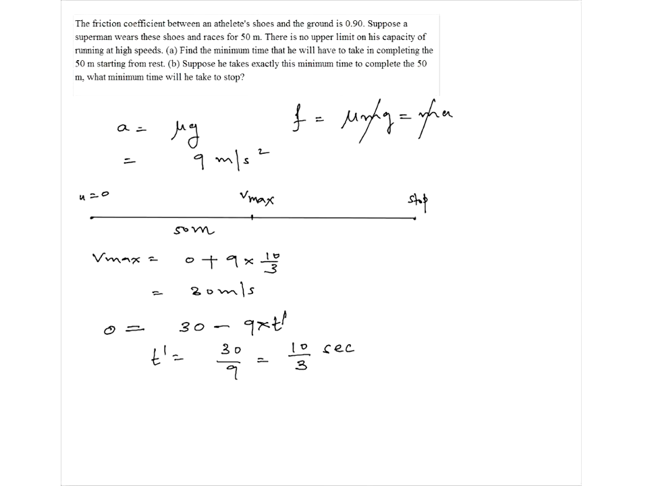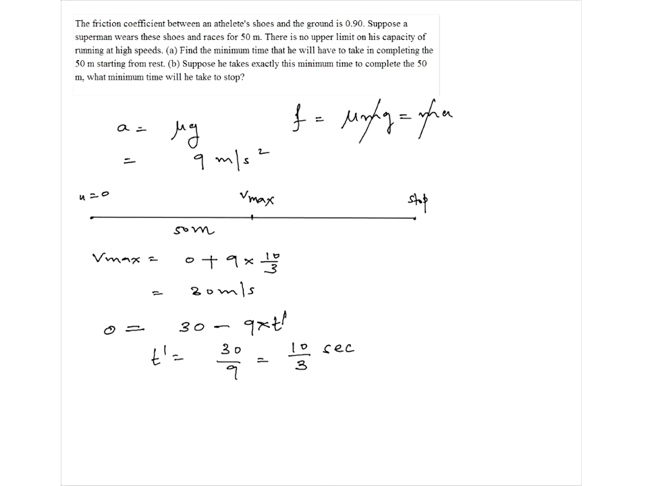Then let's look at part B. Suppose he takes exactly this much time to complete this 50-meter distance. What minimum time will he take to stop? Well, how are you able to stop when you are running? I think I gave you one question which had to do with some snake coming in front and suddenly you stop. So who stops you? And the answer is, it is the ground that stops you. Now you can answer it a little bit better. You can say that it is static friction that stops you.